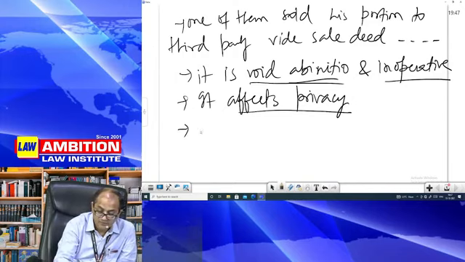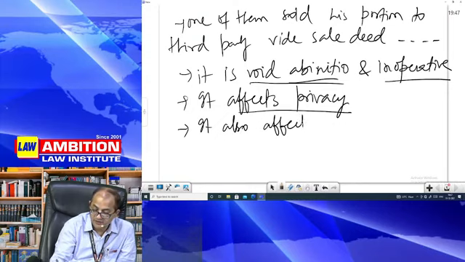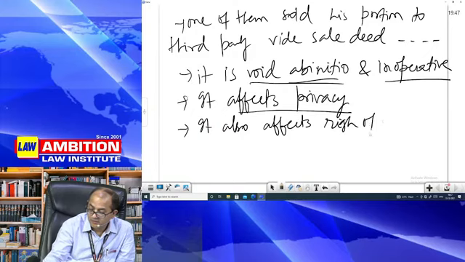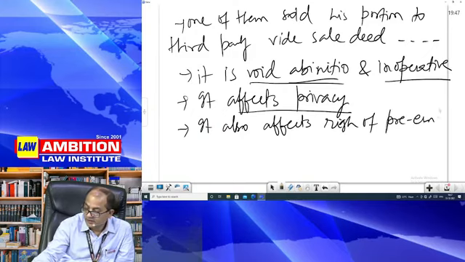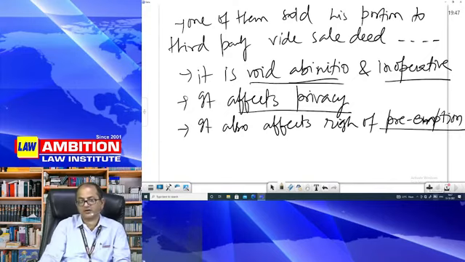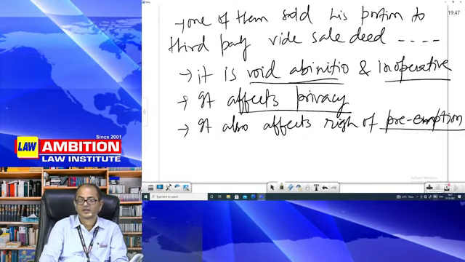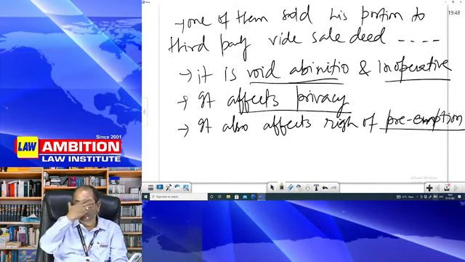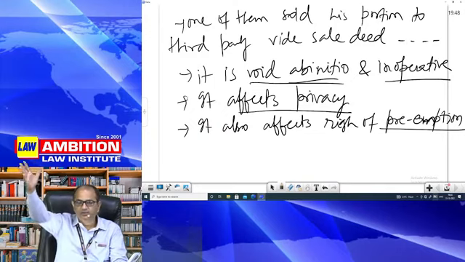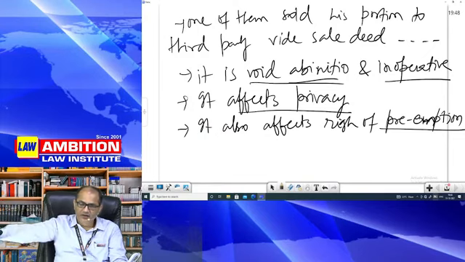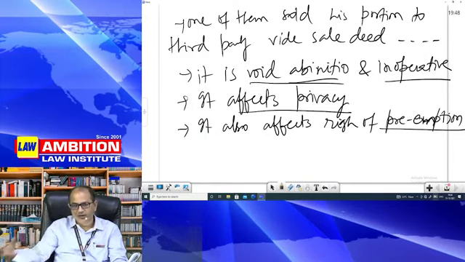Then it also affects right of preemption. Preemption, those who do not know, this is a term in Hindu law, Muslim law, that is personal law. In Muslim law it is called haq sufa, where there is a property which is ancestral one or combined property, ancestral property, combined property, and if one is selling his share to some third party, and then his partner and his co-owner can say that no, you have to sell it to me.